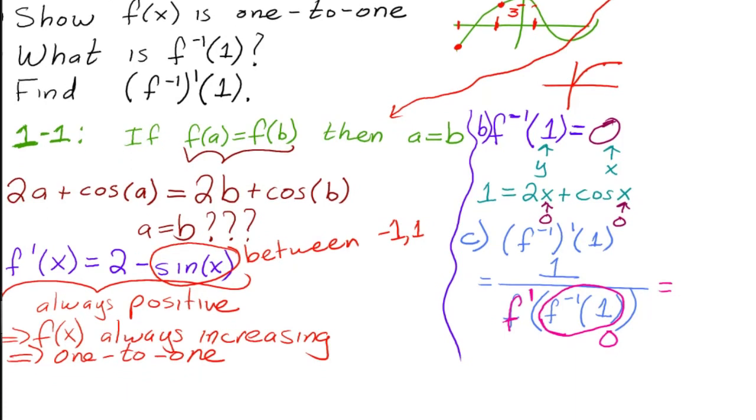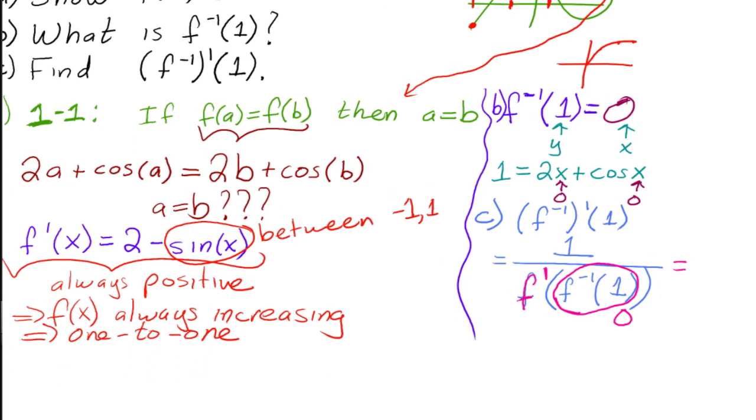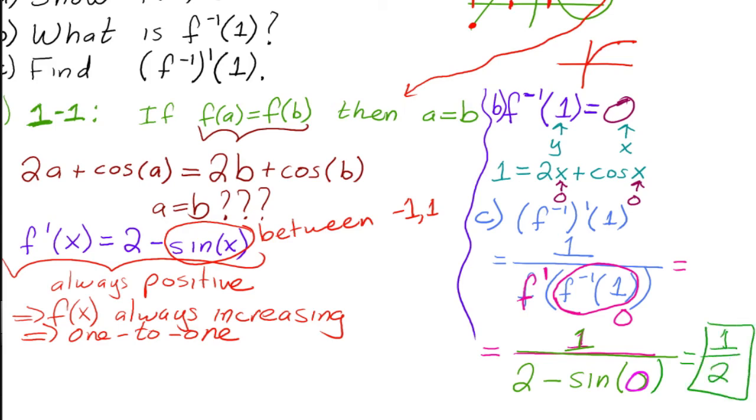Let me actually just go down instead. Okay, so this is equal to 1 over f prime, that's 2 minus sine of x. In this case, x is 0, so 1 over 2 minus sine of 0. Well, what's sine of 0? That's 0. So this is equal to 1/2. And that's it.